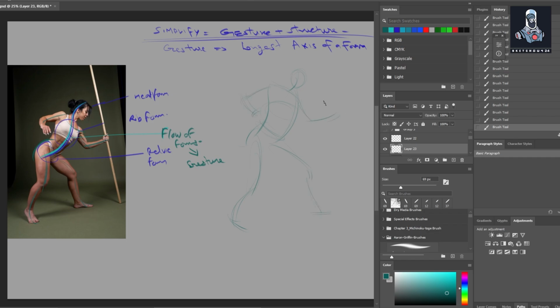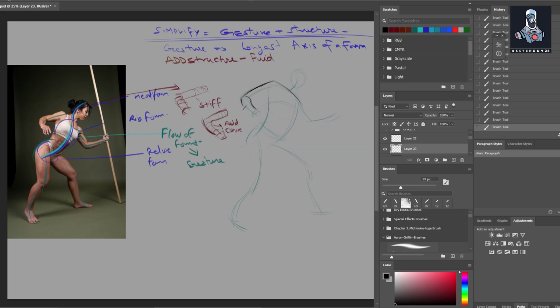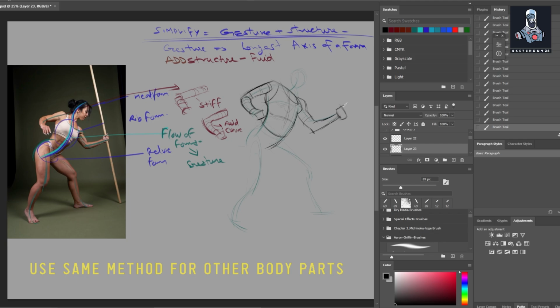We can start adding structure. Adding only simple forms will make the pose more stable. Add a bit of curve to the form so it creates fluidity in the pose. Keep things simple and fluid. This will make the figure interesting and dynamic.